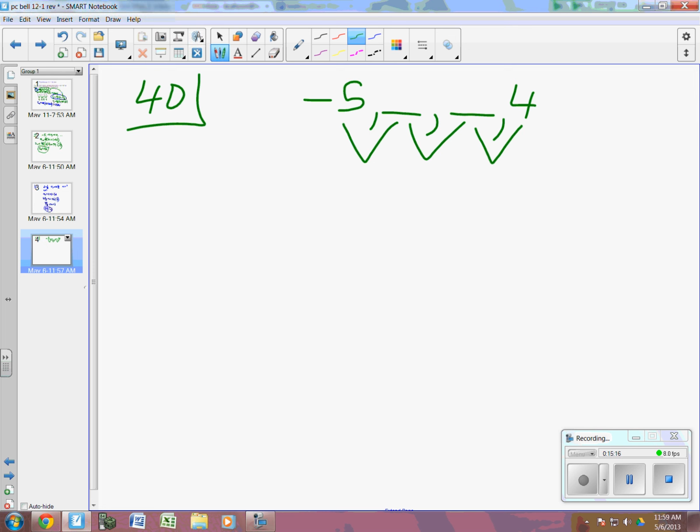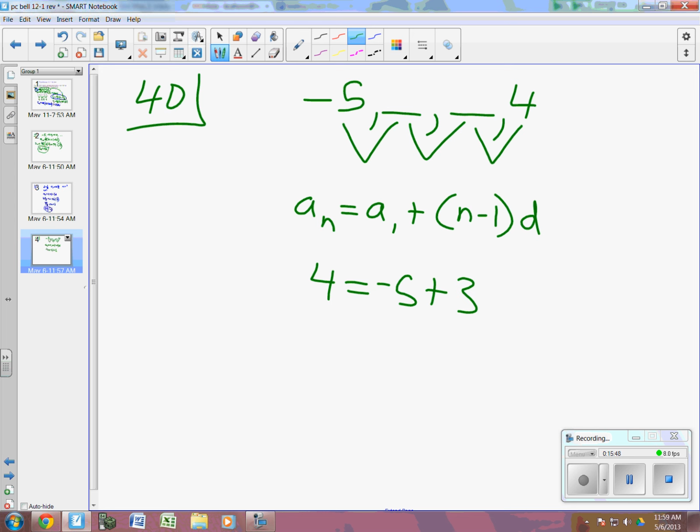But I taught you this way right here because sometimes it's a lot more difficult than that. So I taught you guys to use this formula, a sub n equals a sub 1 plus n minus 1 times d. And we're going to plug in what we know. A sub n, we got 4 terms here. 1, 2, 3, 4, right? 4 is the 4th term. So we know that a sub n is 4. A sub 1 is the first term, which is going to be negative 5. N is 4, so 4 minus 1 is 3 because we have 4 terms there, right? And d is what we don't know, and so we're going to solve for that, okay?